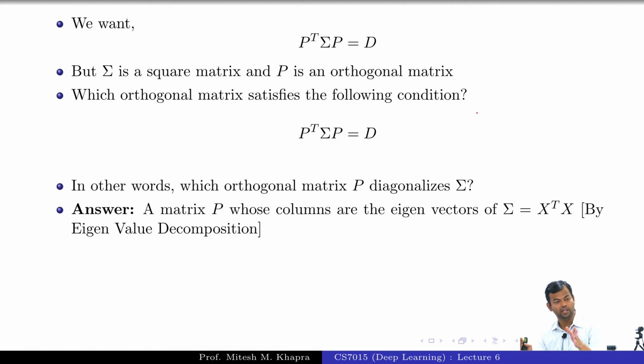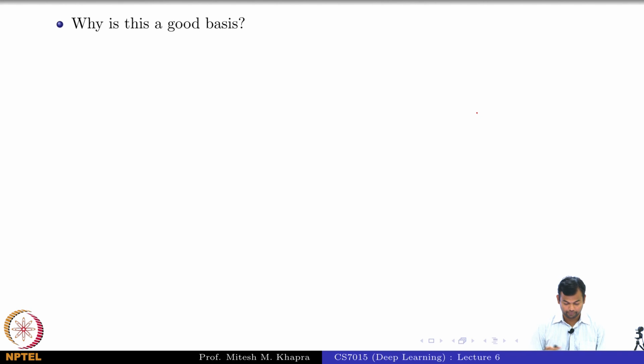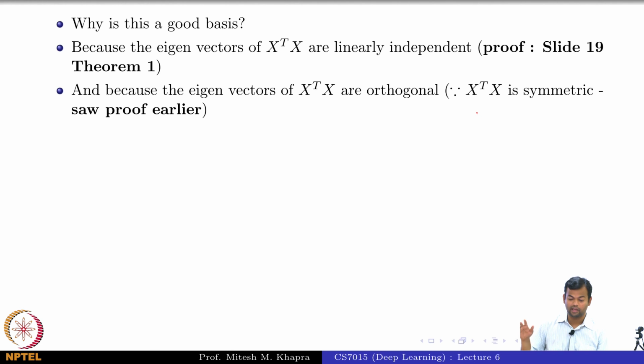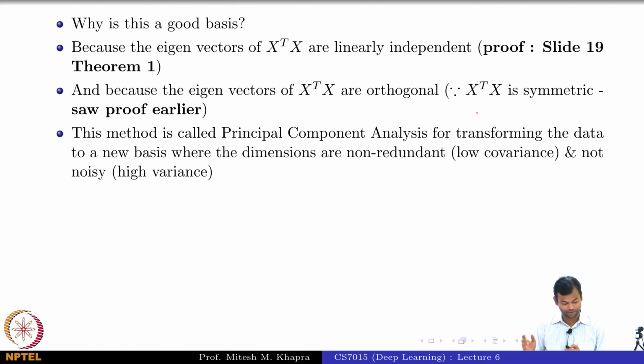We know exactly which basis to use to represent the data, so that the covariance condition is satisfied. What about the variance? Did we do anything about the variance? We'll come back to that. Why is this a good basis? What is a good basis? The best basis? Orthogonal, right? Because the eigenvectors of X transpose X are linearly independent, and they are also orthogonal because X transpose X is a real symmetric matrix.